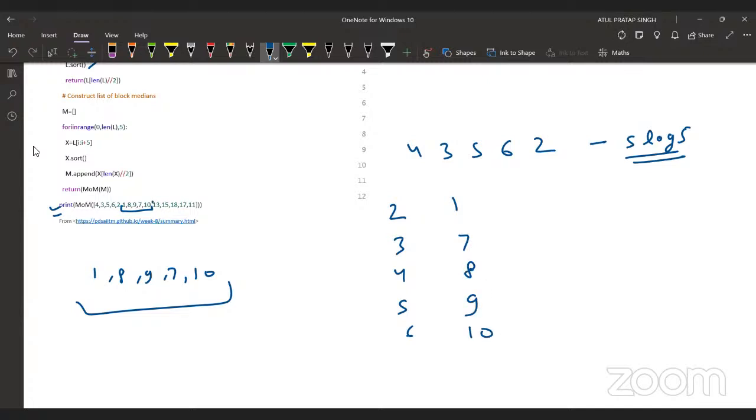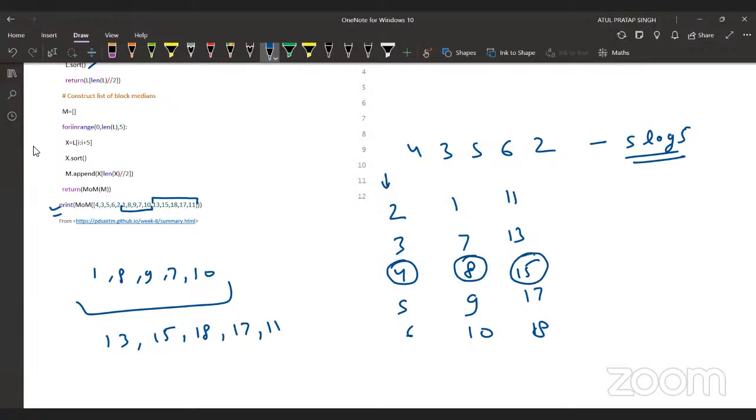Same we perform on the next part. This is also 5 elements: 13, 15, 18, 17, and 11. We perform the sort operation on these 5 elements, and then return the middle element. This becomes 11, 13, 15, 17, and 18. So each block is sorted. After that, we collect the medians of each block. The median of the first block is 4, the next block is 8, and the next block is 15.